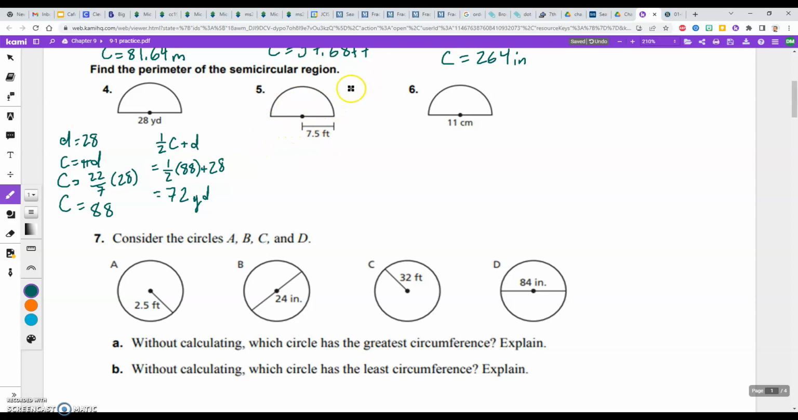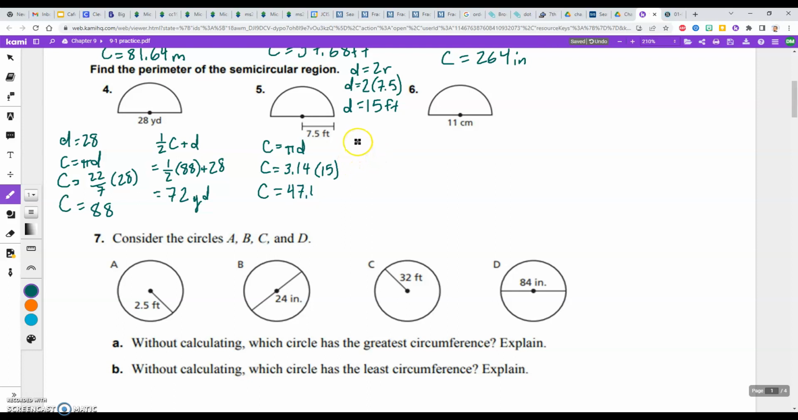Number 5, the diameter is going to be 2 times 7.5, because diameter is twice the radius, and so that gives us 15 feet. Now, as far as the circumference is, I'm going to use pi times diameter. You could use 2 pi r if you want to, but this gives us 3.14 times 15, meaning our circumference is 47.1.